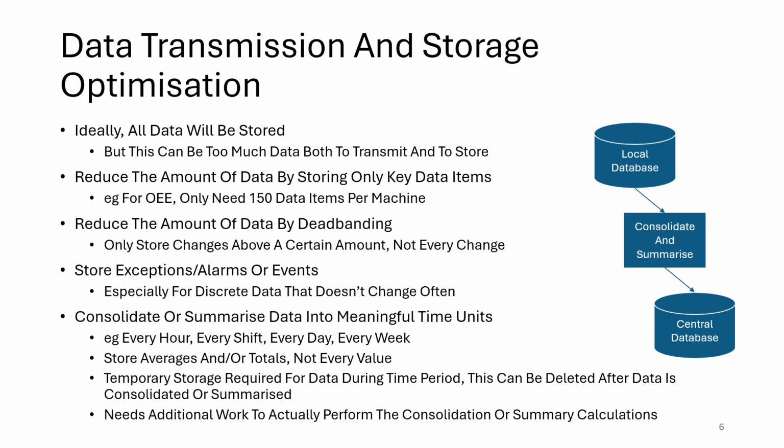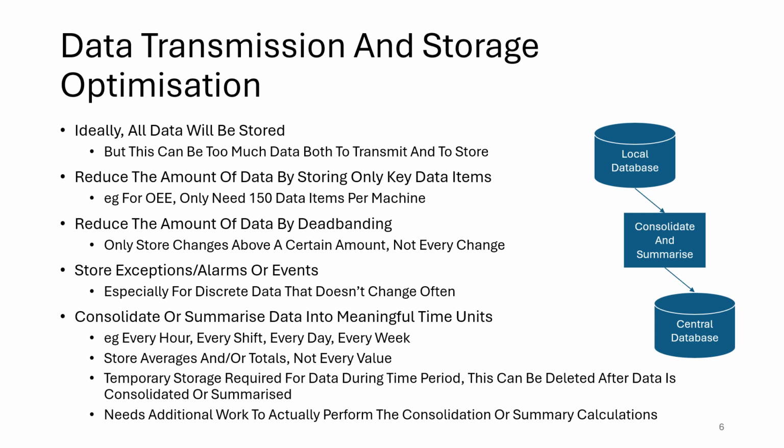Let's talk about data transmission and storage optimization. Ideally, all data will be stored, but this may be far too much data both to transmit over the network and to actually store in terms of data storage costs. So you can reduce the amount of data by storing only key data items.